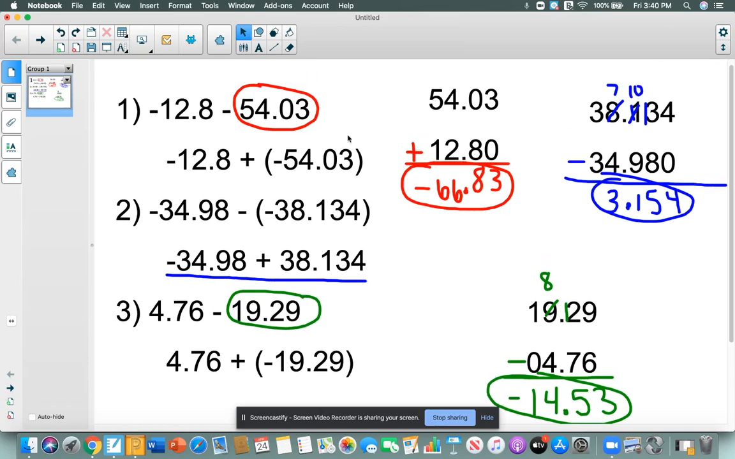So just to wrap up, we just did 3 problems with subtraction. You always do keep, change, change. And whatever number is farther away from 0 or has a bigger absolute value decides what your sign is for your final answer.